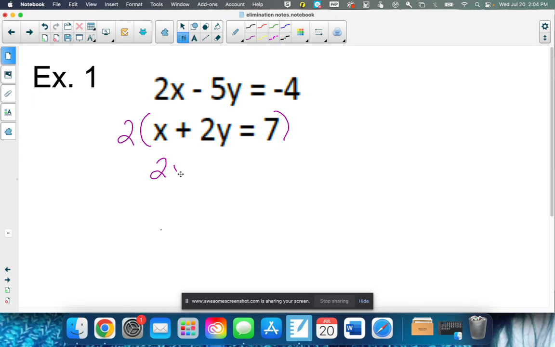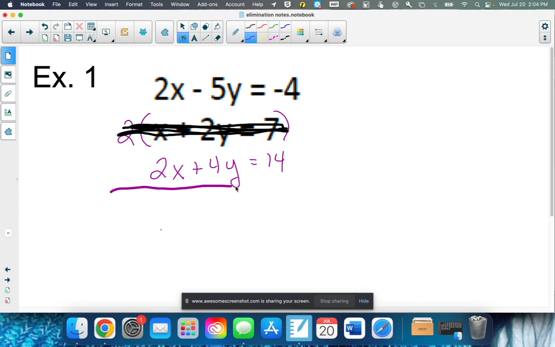So that becomes 2x plus 4y equals 14. And just like I did on the last problem where they didn't line up, I'm now going to cross off that equation because it's not there anymore. It doesn't exist. I've rewritten it as something else.